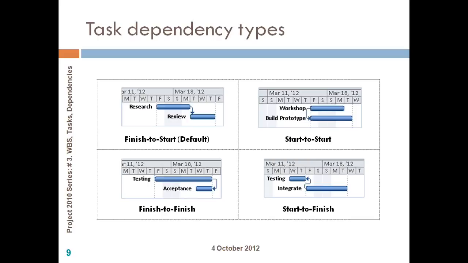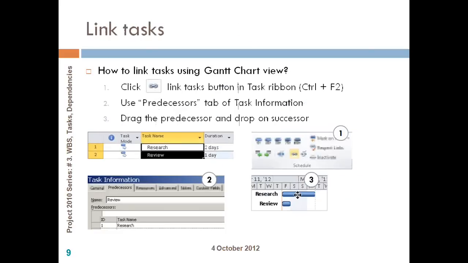So though we have four dependency types, between any two tasks you can have only one of these four. In Project 2010, by default, you can have only the finish to start dependency between any two tasks. So let's look at a few examples of how to set these dependencies.